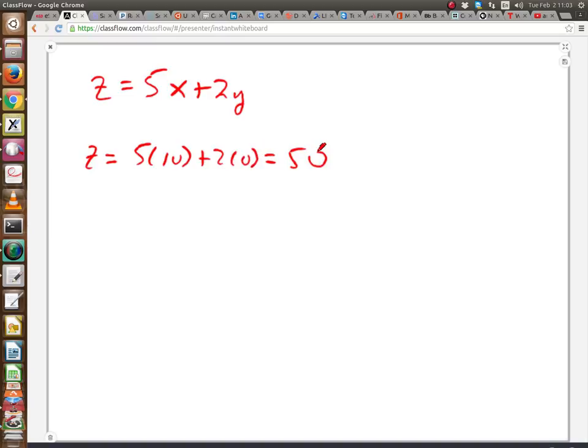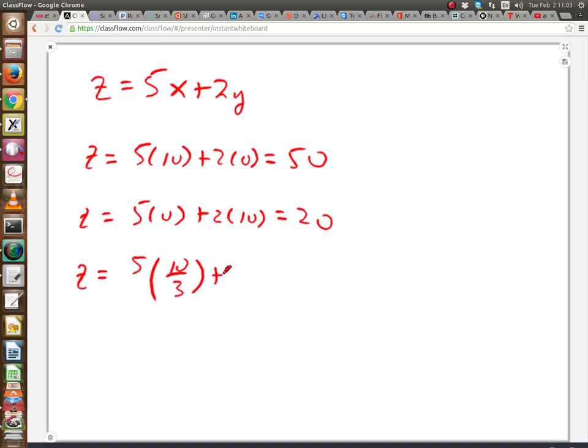Okay, so z, the objective function, or profit function, is 5x plus 2y. And we're going to figure out what z is at all those corner points. So z at 10, 0, that gives you 50. Z at 0, 10, that gives you 20. And z at 10/3, 10/3.